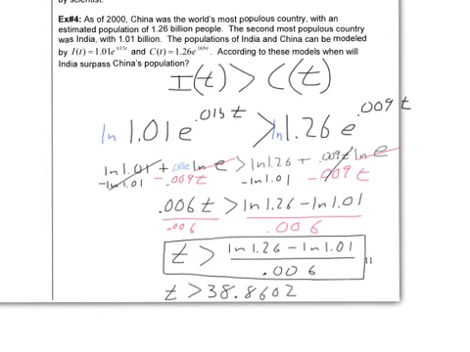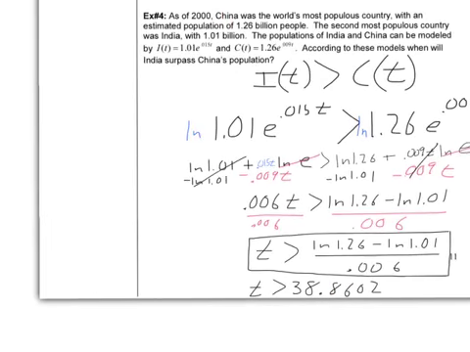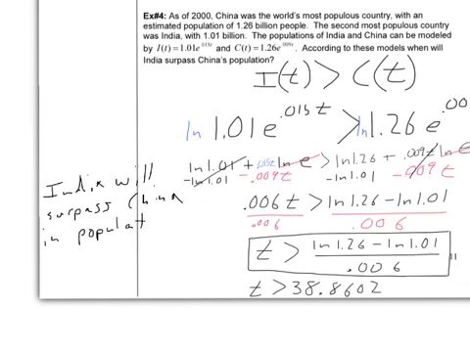Now let's go back to the original question. What did that mean? It was 38.8 years after what year? After 2000. So we could say that India will surpass China in population in about, well, what year would that be? 38.8 is really close to 39, and we're starting at the year 2000. So in about the year 2039. So there we go. Math can make predictions like that.